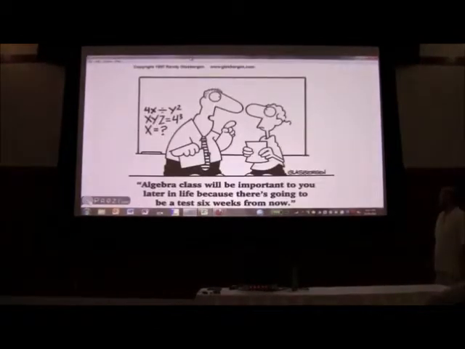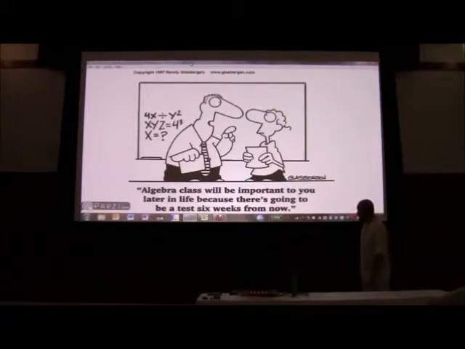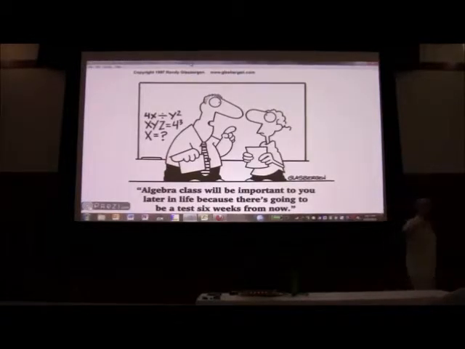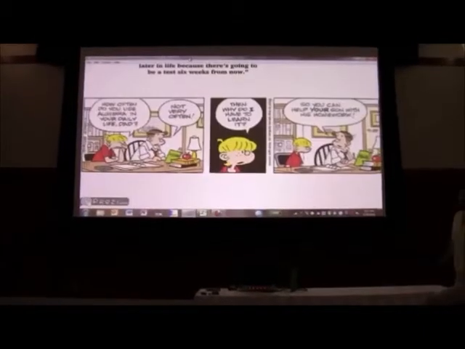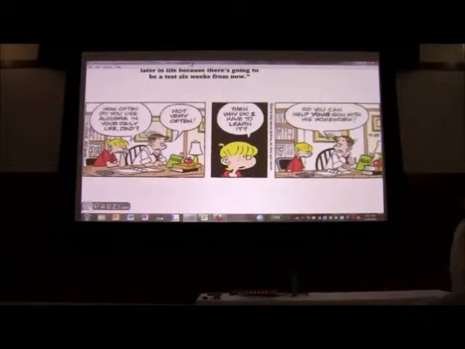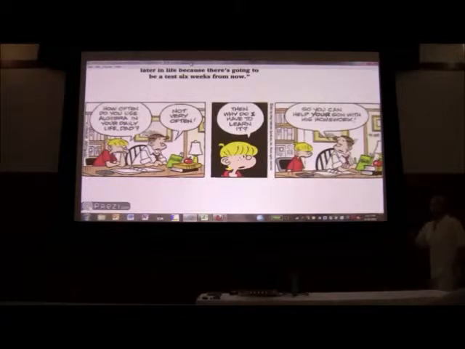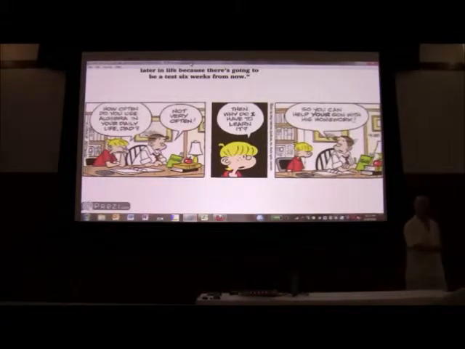"Algebra class will be important to you later in life because there's going to be a test 6 weeks from now." That the reason why we're studying it is simply to do better on the next test, not because we're ever going to use it. And then lastly, "How often do you use algebra in your daily life, Dad?" "Not very often." "Then why do I have to learn it?" "So you can help your son with his homework." We've been doing it for 119 years. Let's not think about it. Let's just keep doing the same thing.